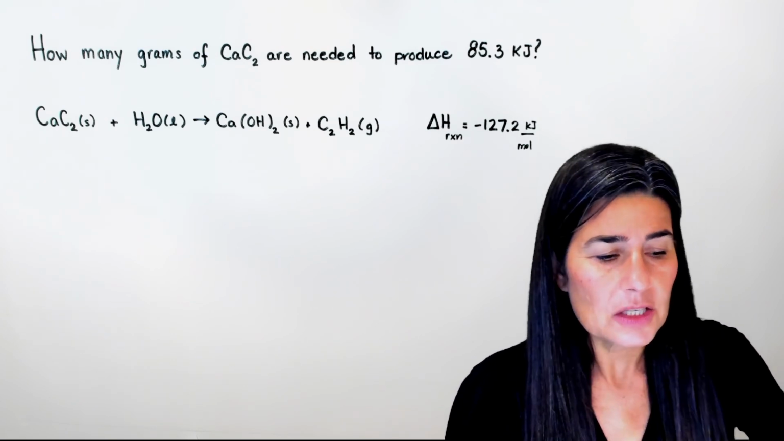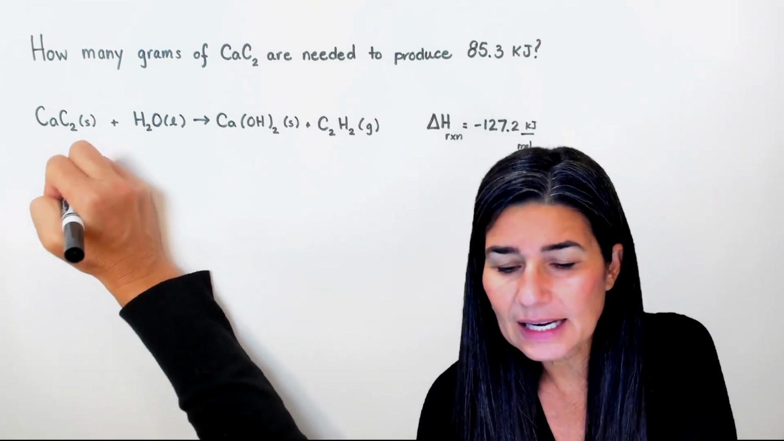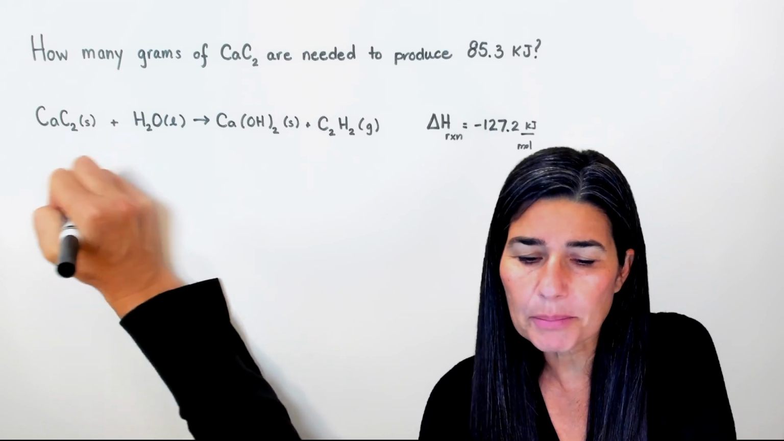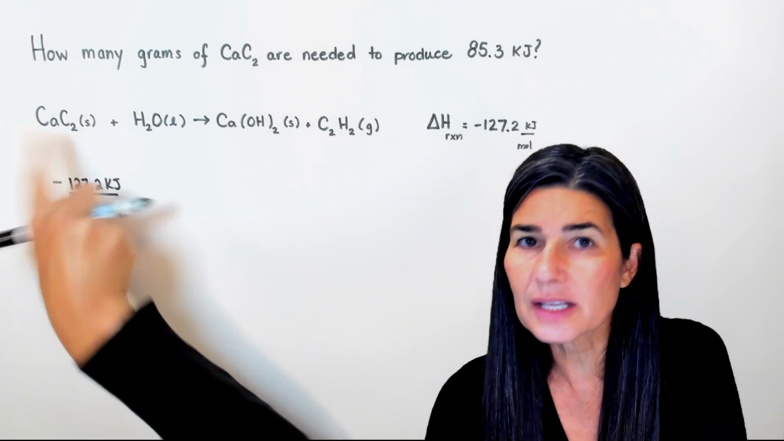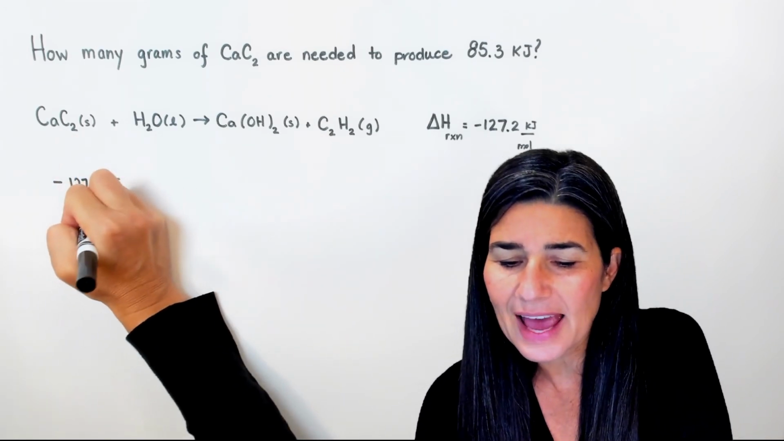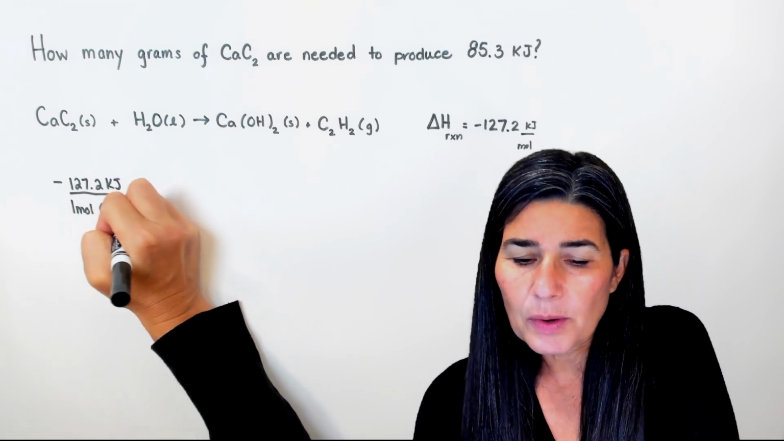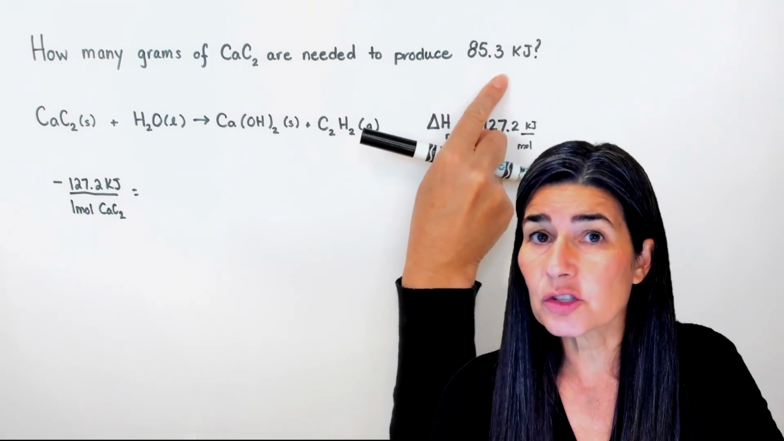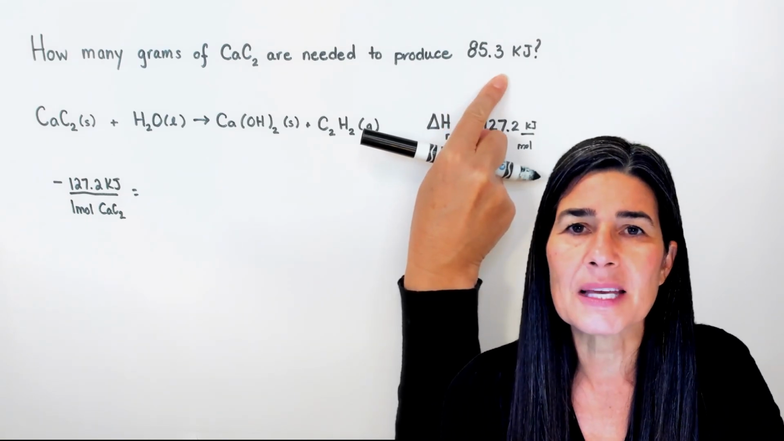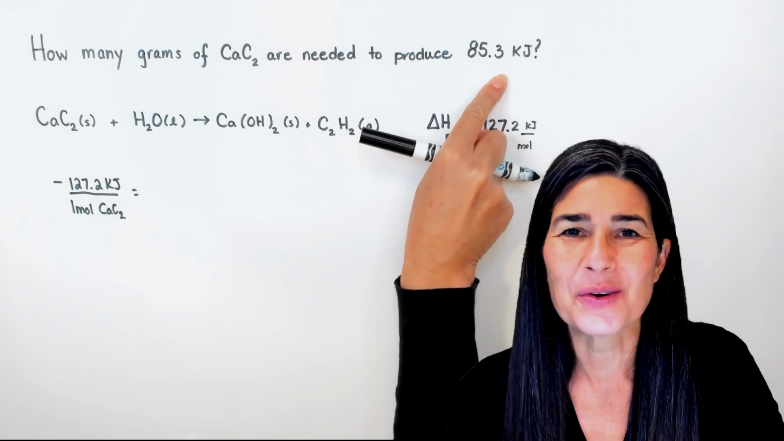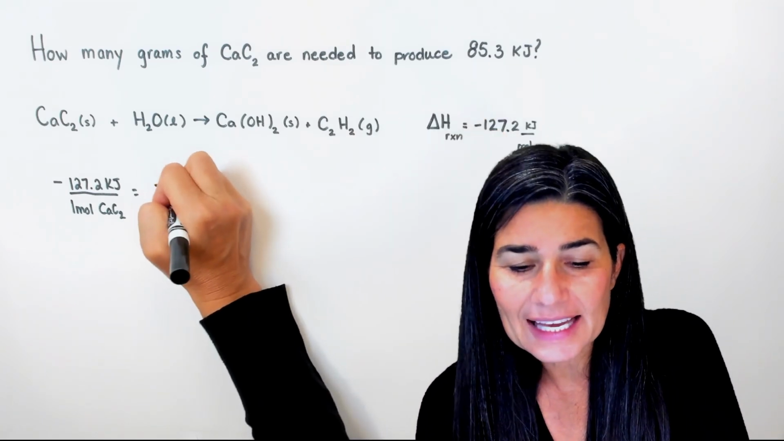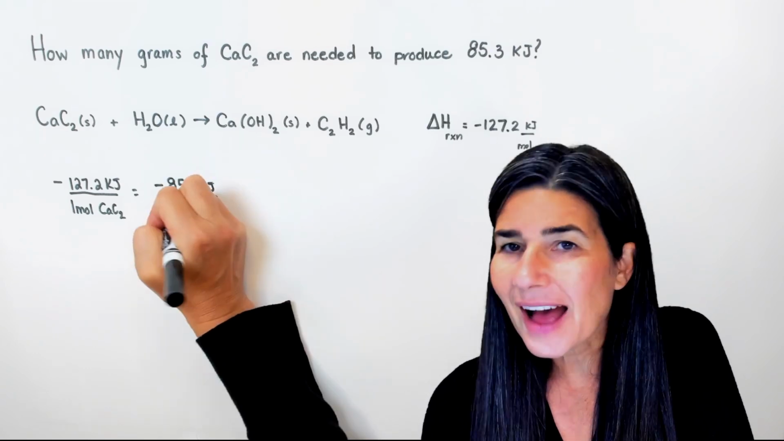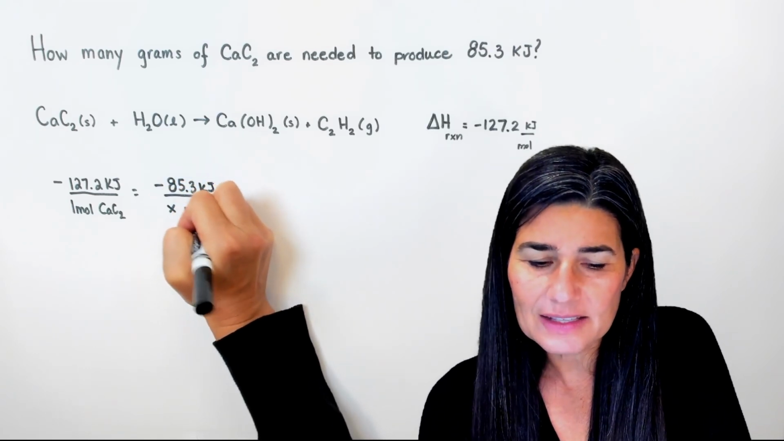So I know that we have a negative 127.2 kilojoules per, according to the chemical equation, 1 mole of CaC2. And what we would like to do is figure out for 85.3 kilojoules produced. Okay, the produced means it's negative, it's exothermic also. So I'm going to say for negative 85.3 kilojoules, then we want to know how many moles. I'm going to call that X moles.